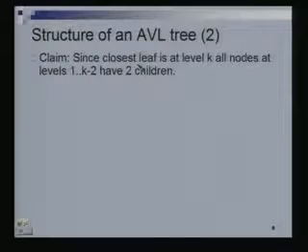Now let's make another claim. If the closest leaf is at level k, then all nodes at levels 1 through k minus 2 have 2 children. Every node on these first k minus 2 levels has to have 2 children, right? And why have I said k minus 2 and not k minus 1? Because a node at level k minus 1 can have the leaf. If you have one child, that child will be the leaf.